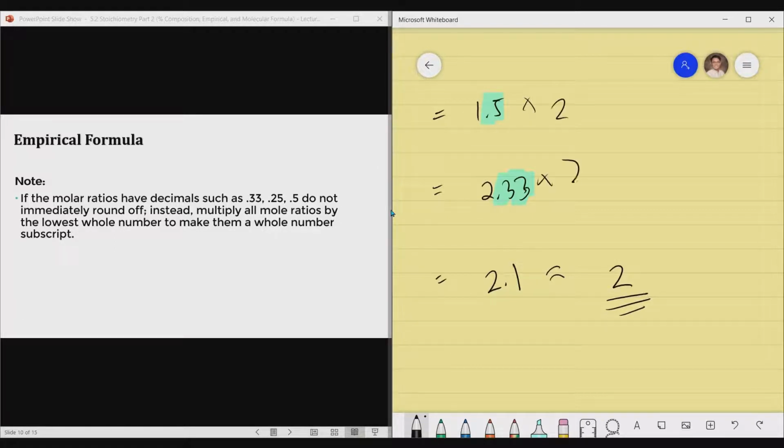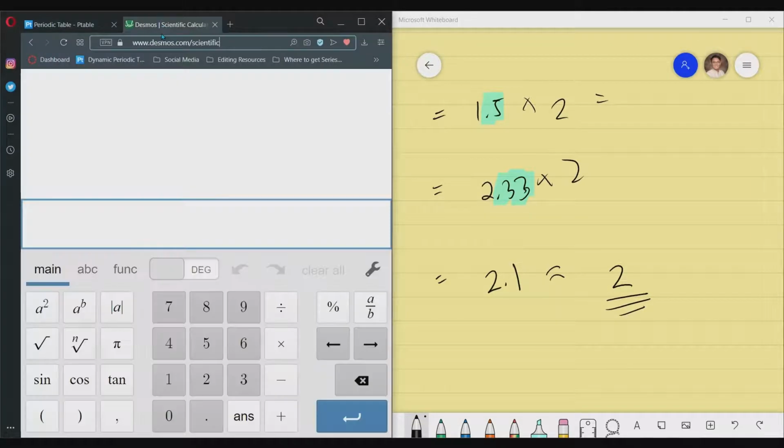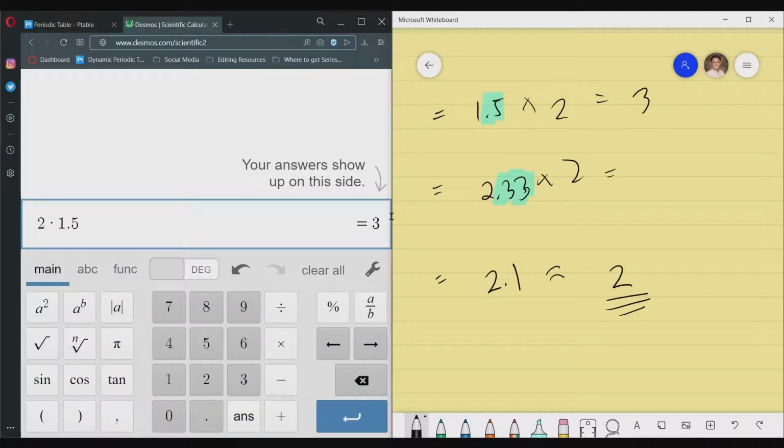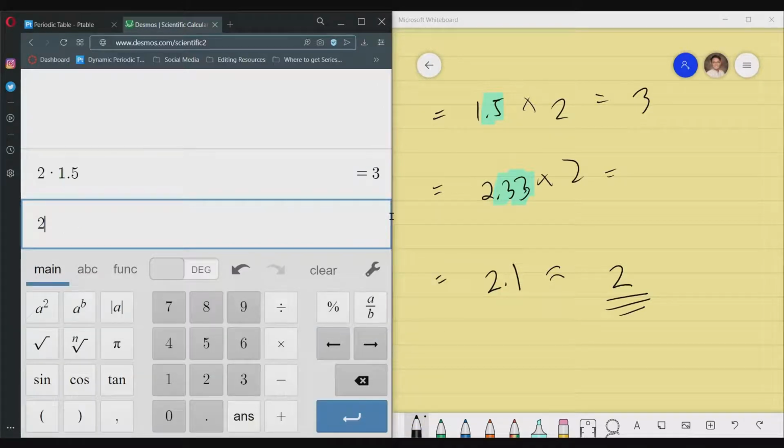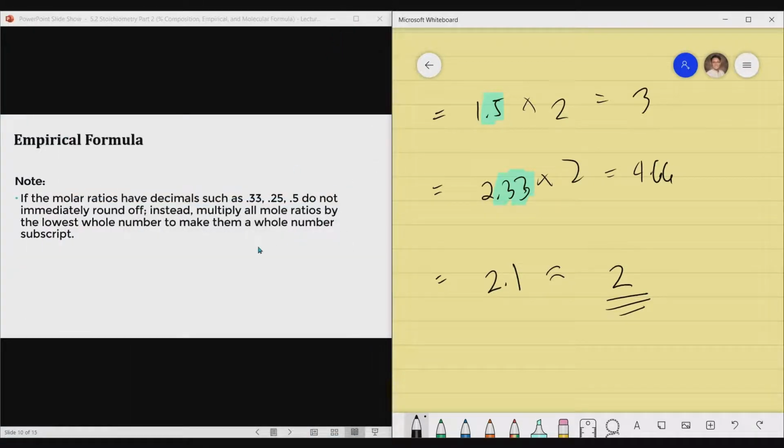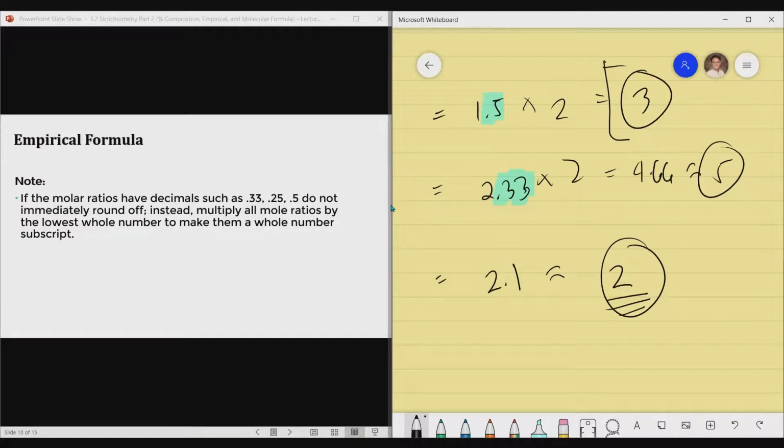At this point, you will have 1.5 times 2. Looking at that in your calculator, 2 times 1.5 is 3. Then 2.33 times 2 is 4.66, which we can now make a whole number. So 3 remains 3, 4.66 becomes 5, and 2 stays 2. Now these will be the subscripts for your particular elements.